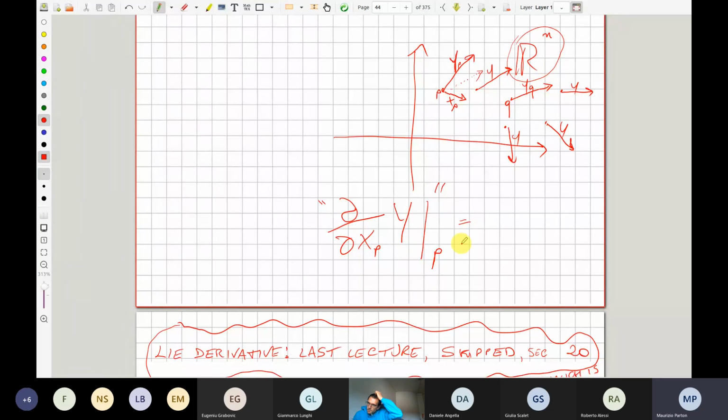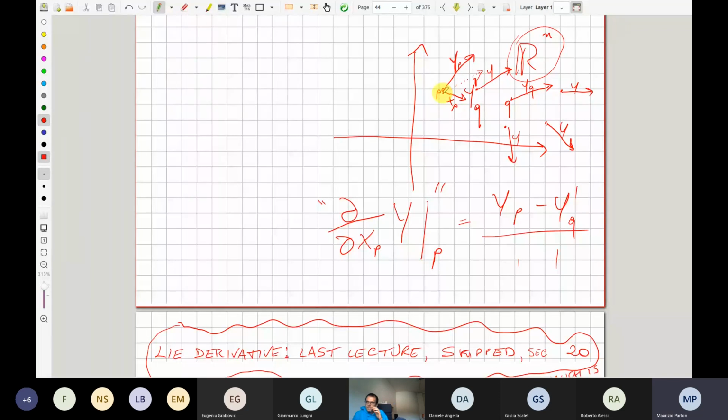Then, if I call this y prime q, I can take the difference yp minus y prime q and divide by the distance between p and q, or something like this. Then I can take the limit for q going to p. Everything makes sense, and this gives you another vector, which measures how much this vector is changing instantly at this point. Is this clear?